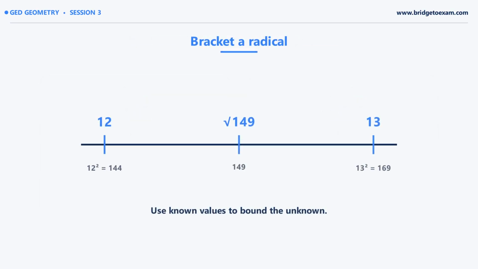Suppose the legs are 7 and 10. Their squares add to 149. Since 12 squared is 144 and 13 squared is 169, root 149 lies between 12 and 13. A calculator gives about 12.2, which fits that bracket.